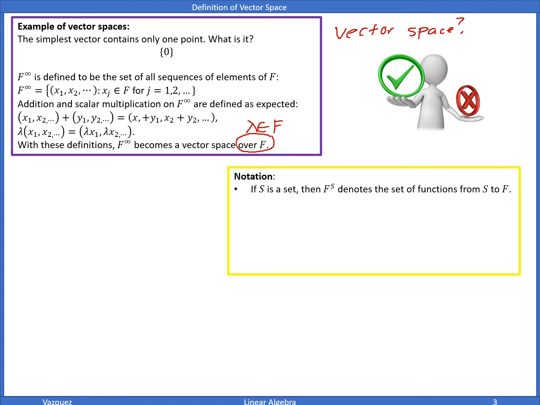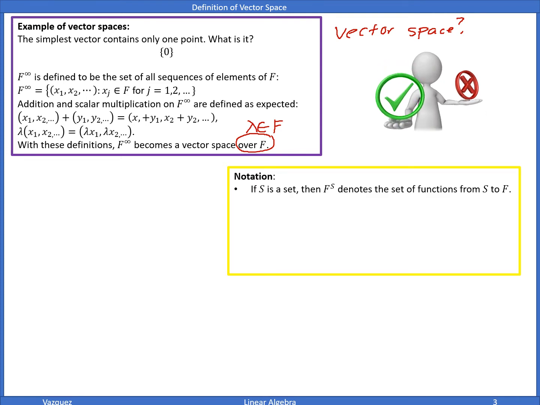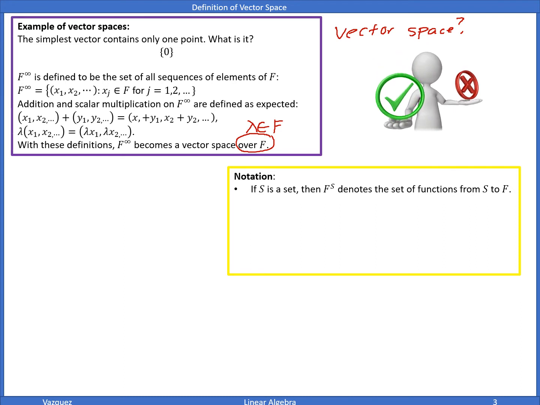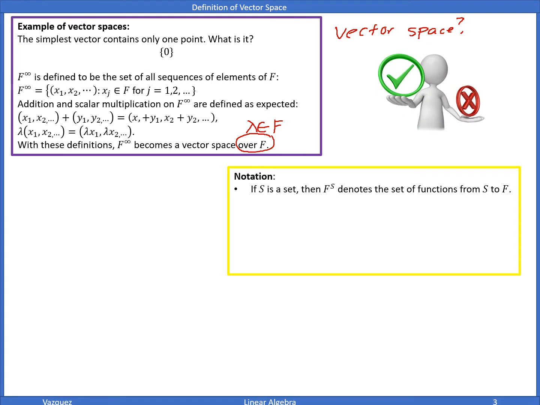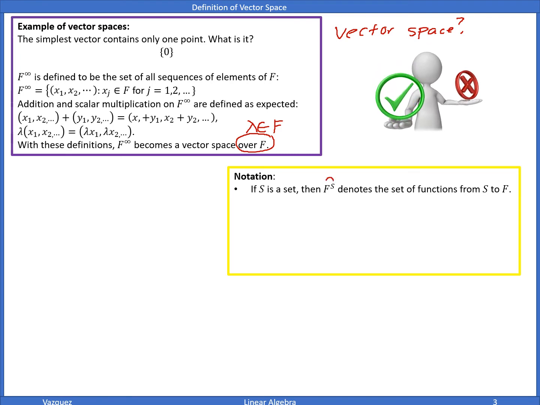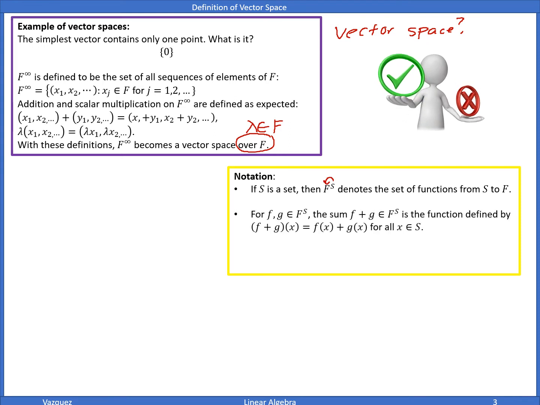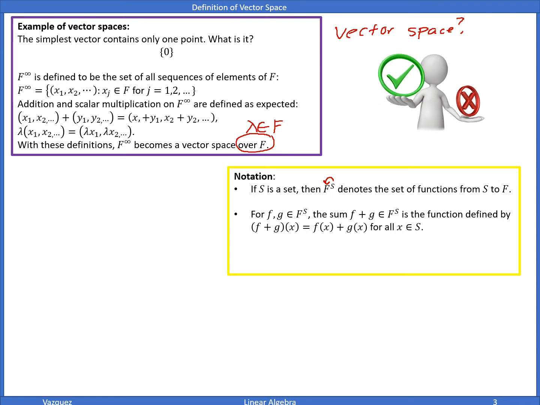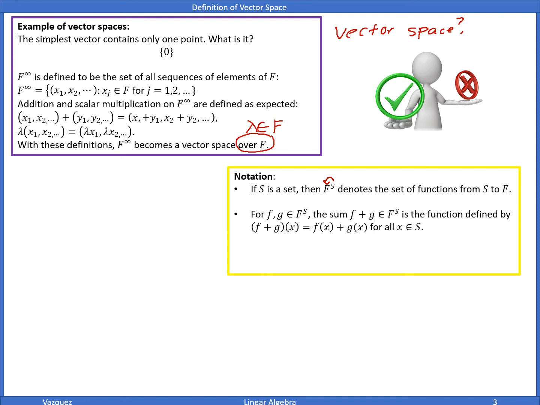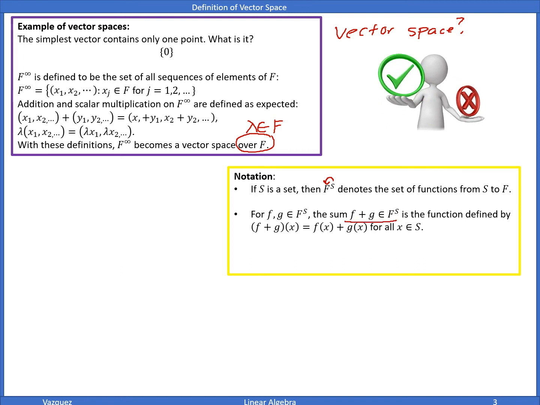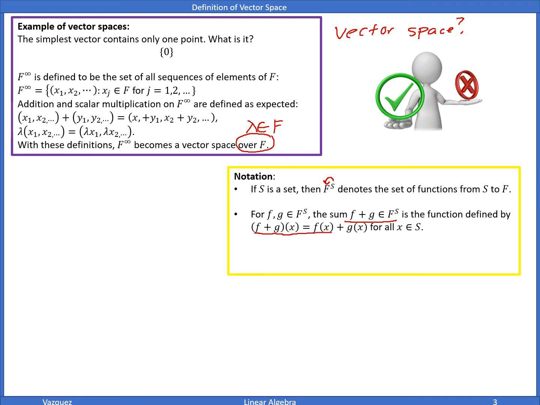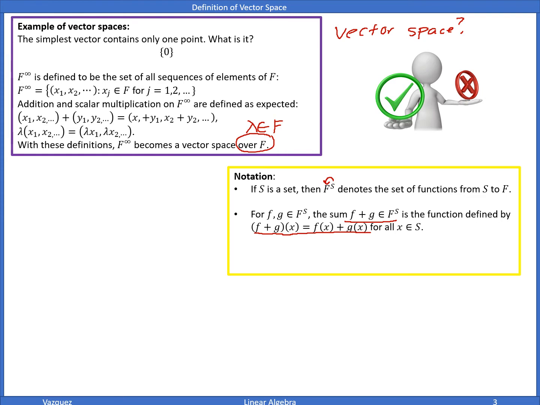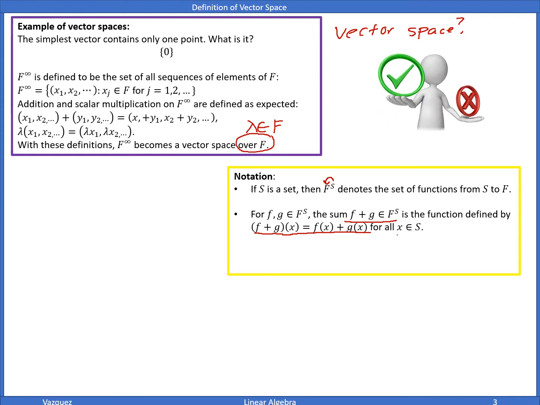So moving on, something about notation: if S is a set, then F to the S denotes the set of functions from S to F. For functions f, g in F^S, the sum we define as this. You probably already remember this from high school: (f + g)(x) is the same thing as f(x) + g(x) for all x in S.